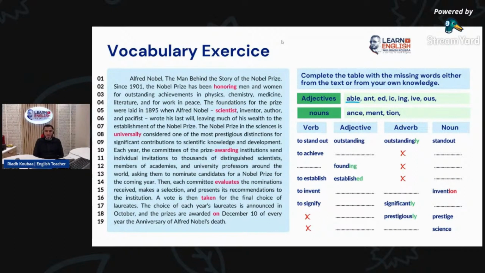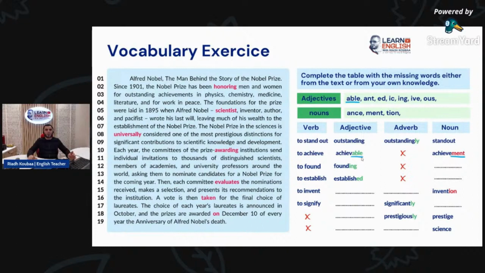To achieve, the adjective. What is the adjective that comes from achieve? Are we going to say or add achievable, achievant, achieved, achieving? It's difficult to pronounce. So which one are we going to use? So the correct answer here is achievable. Something that is achievable, it is something that you can achieve. It's not difficult to achieve. And the noun is achievement. As you can see, we have added ment, and we have added here achievable. Next one, to found.